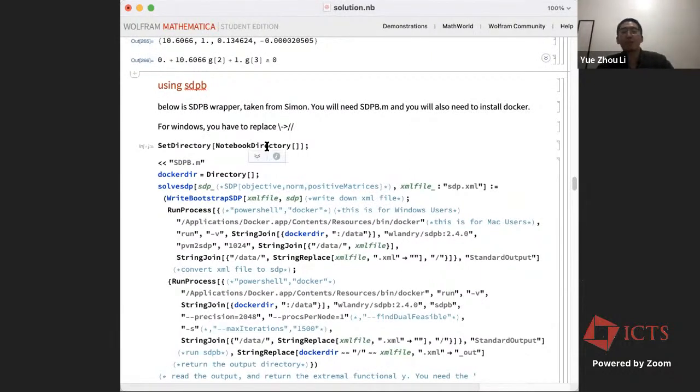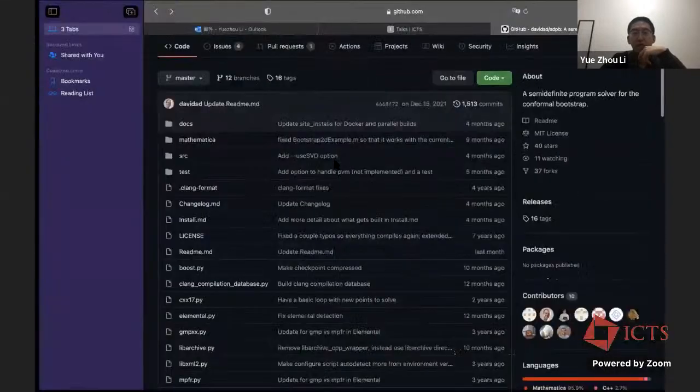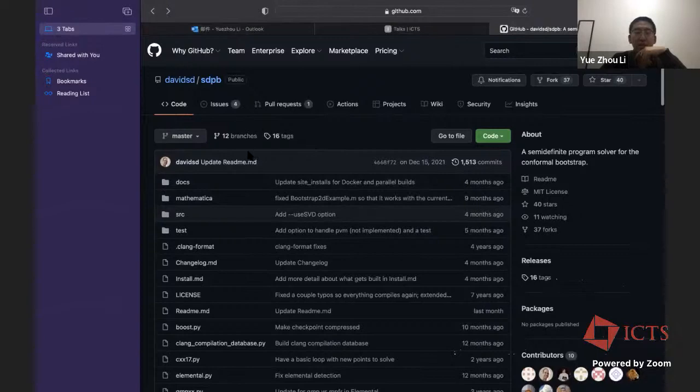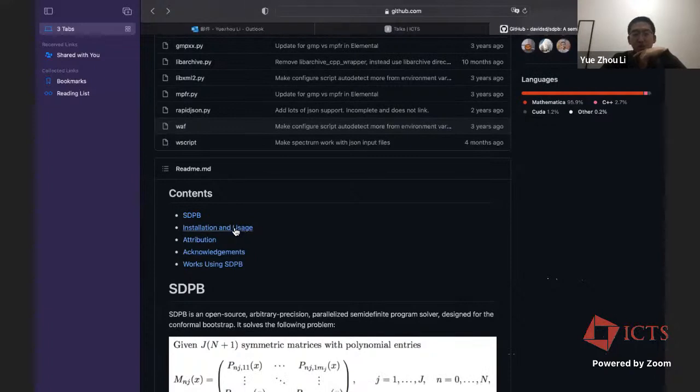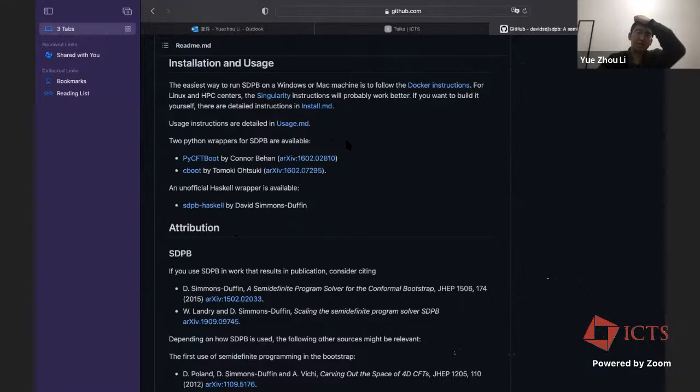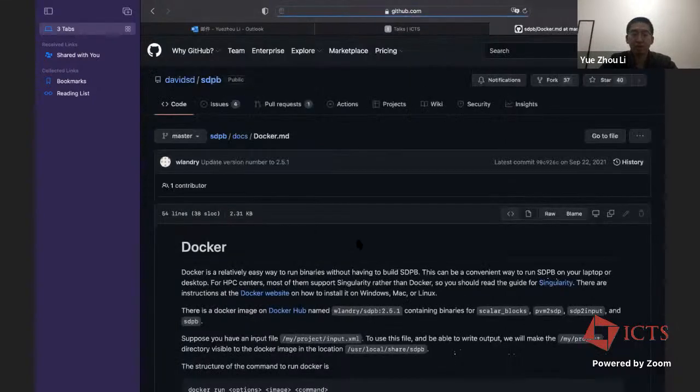This is an STPP wrapper written by Simon. But to do this, you will have to read the STPB.m package. And you will also have to install Docker. You can refer to this website, which is the GitHub of David Simmons-Duffin, and you will find a section called Installation and Usage. And there's a bunch of different instructions for you to install it. For example, the simplest way, just like we usually do, is the Docker instruction.